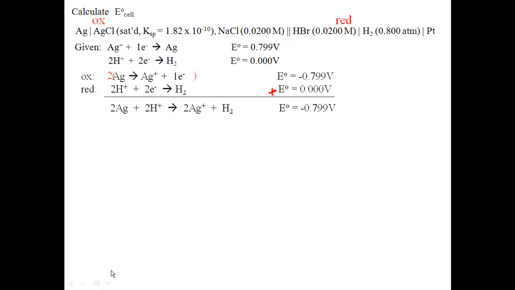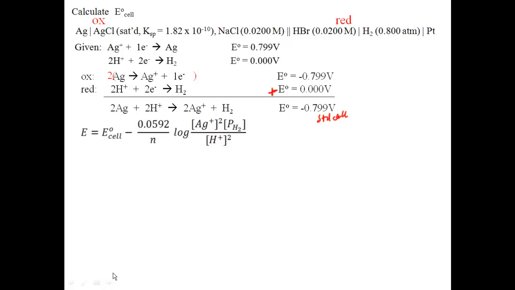and that's what we predicted. So this is your potential for your standard cell, a negative 0.799 volts for this reaction. Do I have a standard cell? The answer is no. I don't have 1 molarity for everything or 1 atmosphere for gases. So we have to use the Nernst equation. So we'll go on from there.